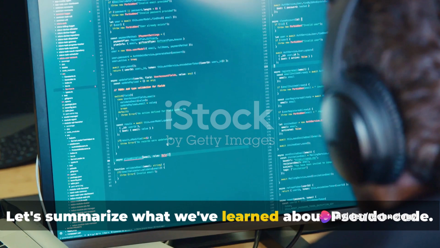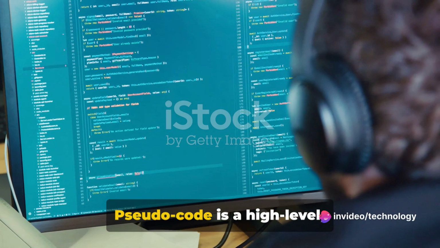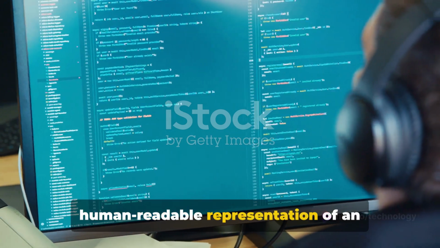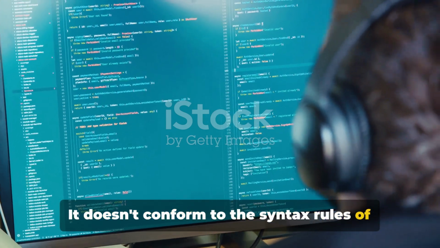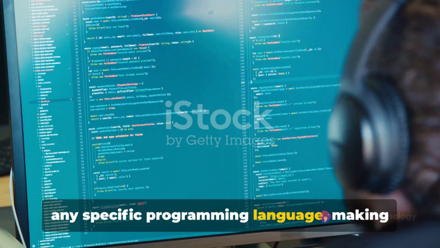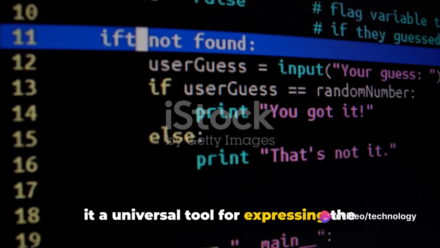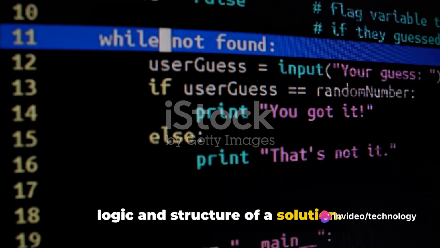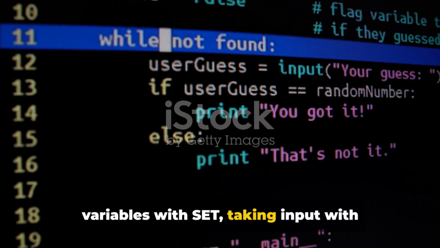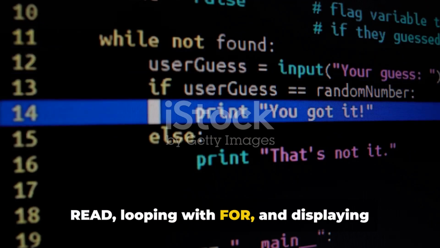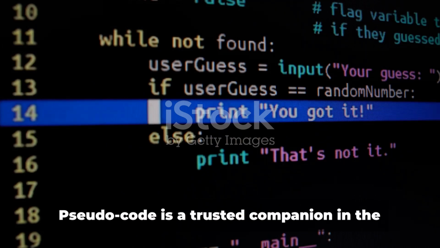Let's summarize what we've learned about pseudocode. Pseudocode is a high-level, human-readable representation of an algorithm or a program. It doesn't conform to the syntax rules of any specific programming language, making it a universal tool for expressing the logic and structure of a solution. Its elements include initializing variables with set, taking input with read, looping with for, and displaying output with print.